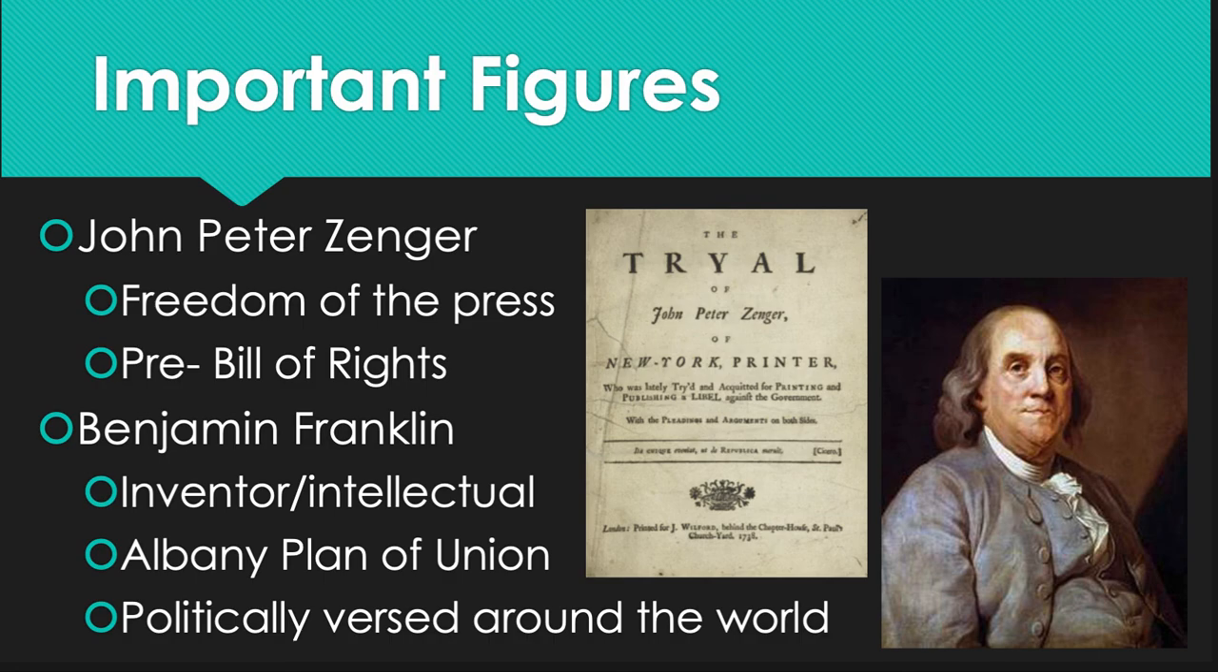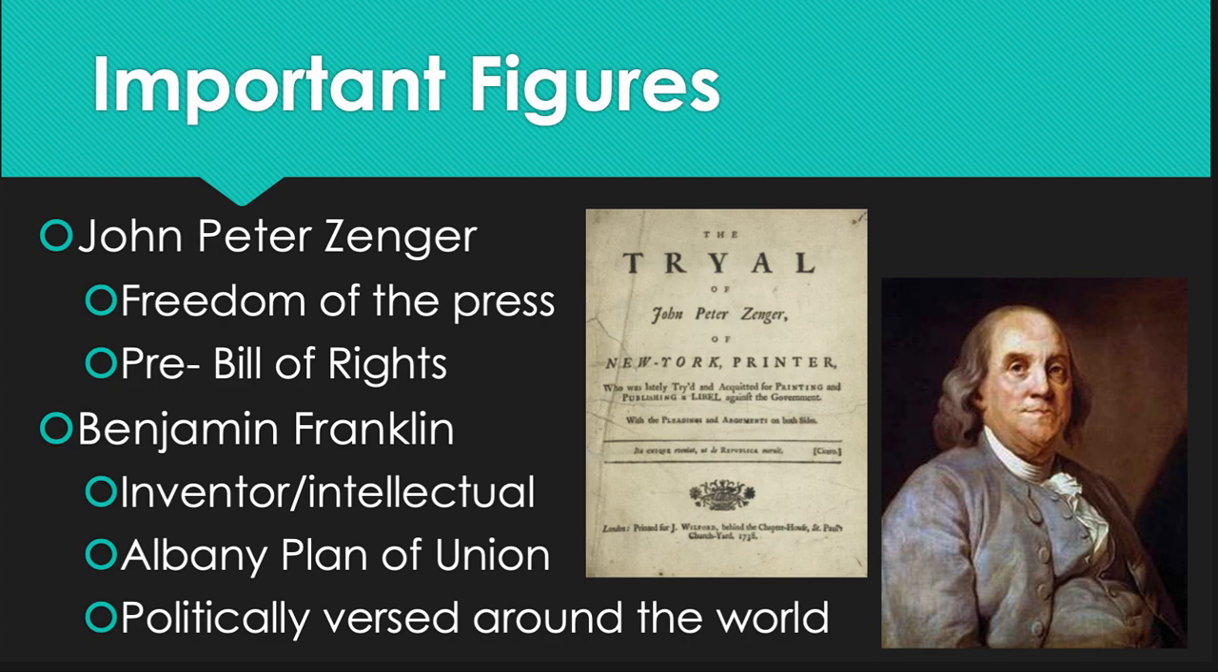So what we're saying here is that at the moment, before joining the Albany Plan of Union, royal governors had the ability to override colonial legislatures, which the colonists didn't like. If they joined the Albany Plan of Union, the Grand Council would have even greater powers to override what the colonial legislatures and what the colonists wanted.